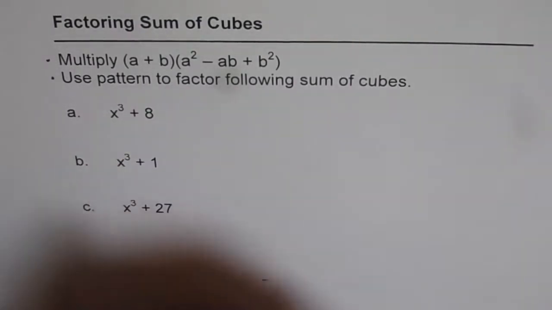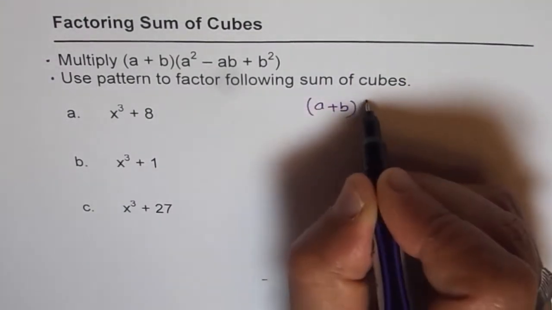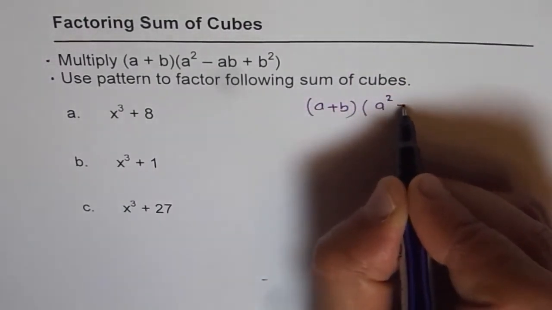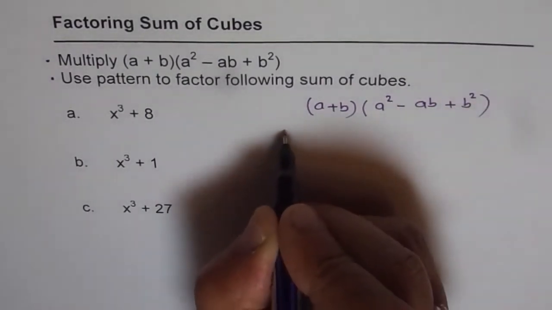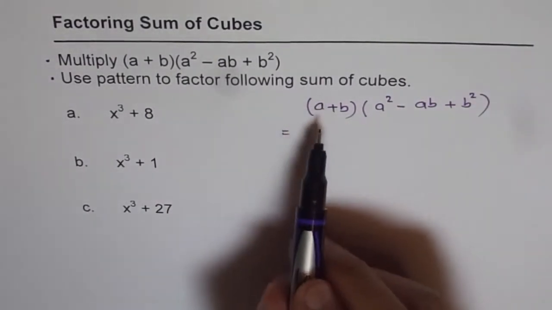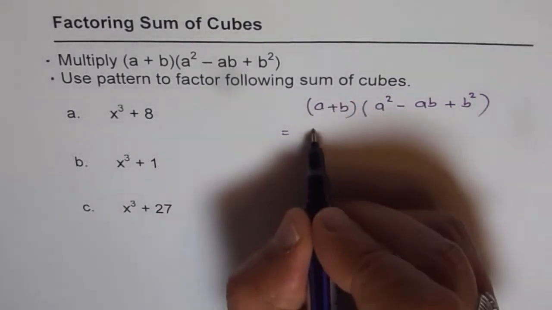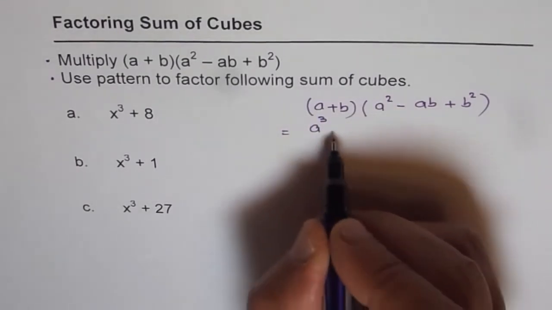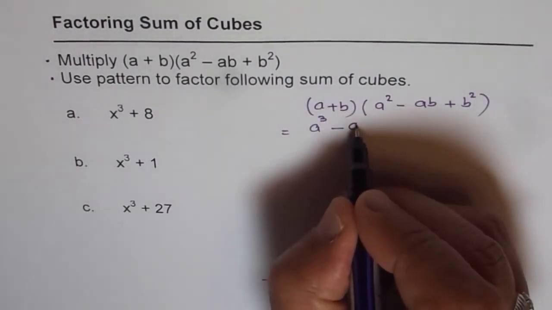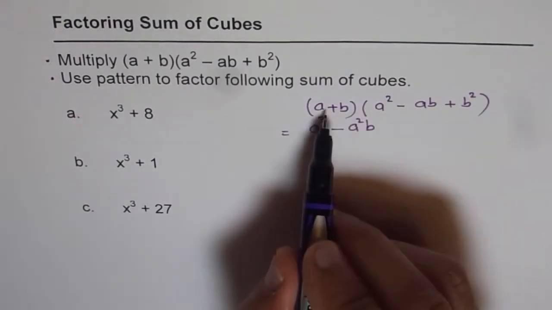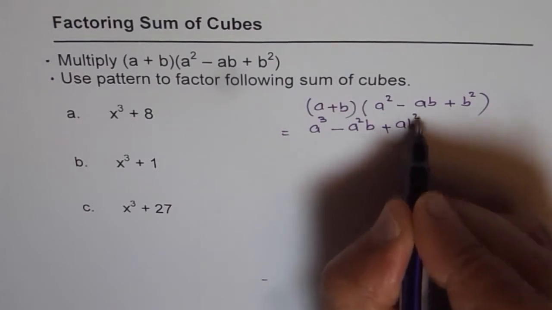So let's do the first part, which is a plus b times a square minus ab plus b square. What do we get? So let's multiply with a first, all these terms. So a times a square will give us a cube. Now minus a times ab is a square b. Then a times b square will be plus ab square.